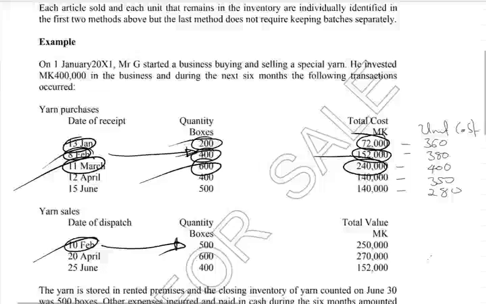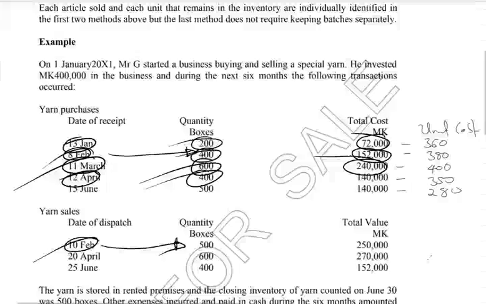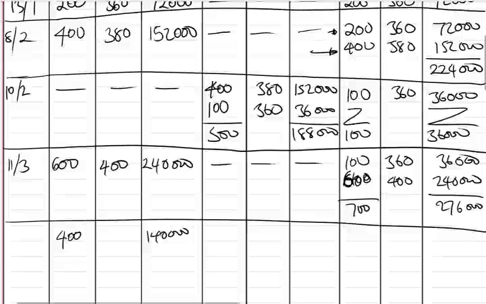So we'll go to the next transaction. The next transaction is occurring on 12th April. They bought another consignment of 400 at 140,000. So per unit will be 140,000 divided by 400, which is 350. That's on 12th April.